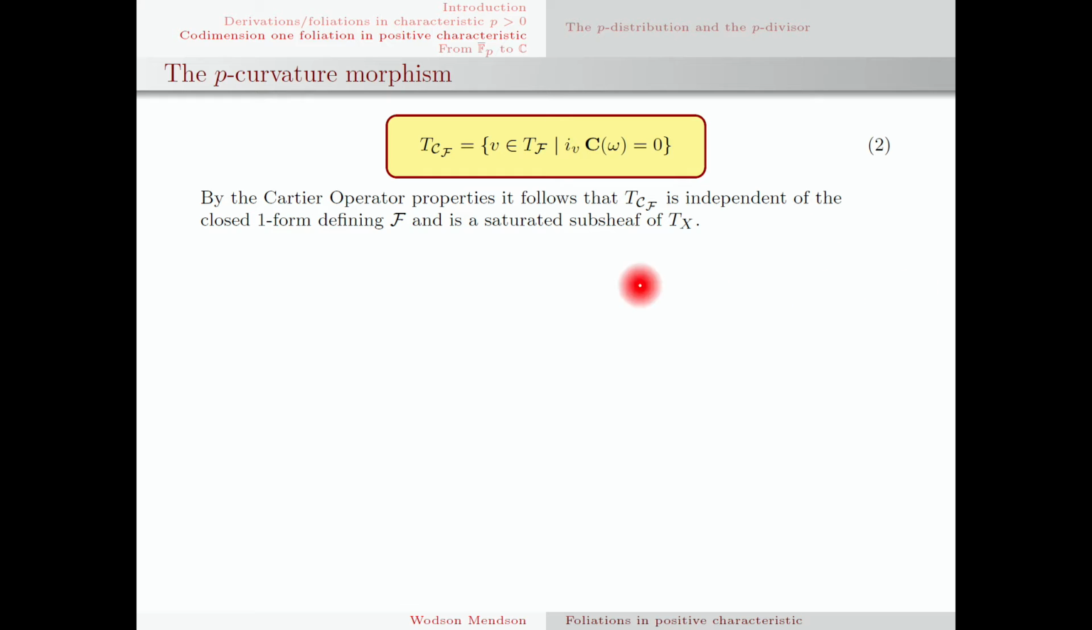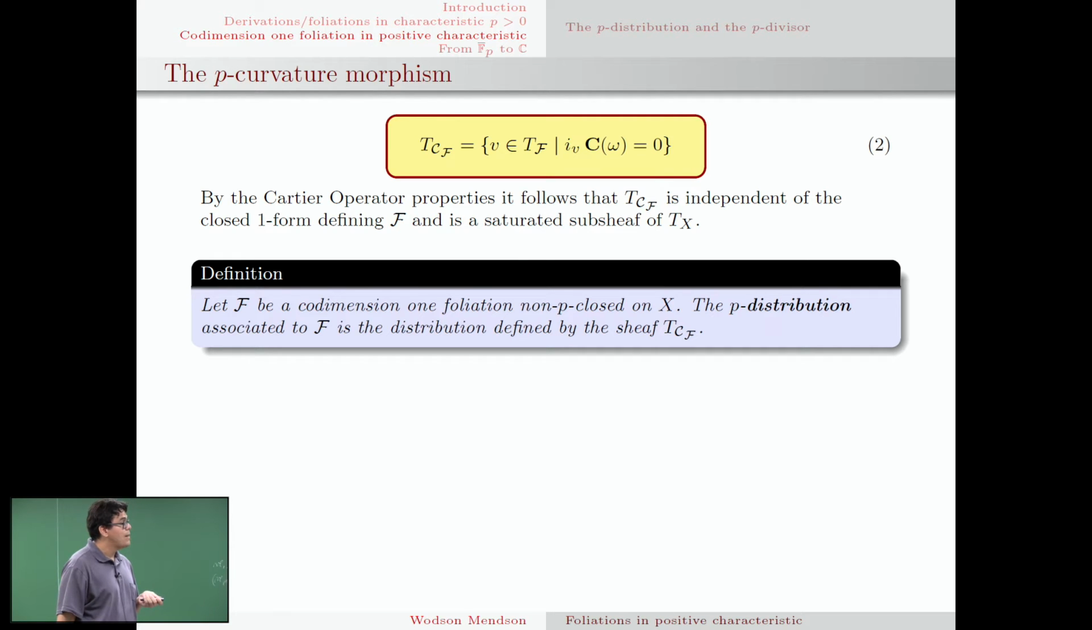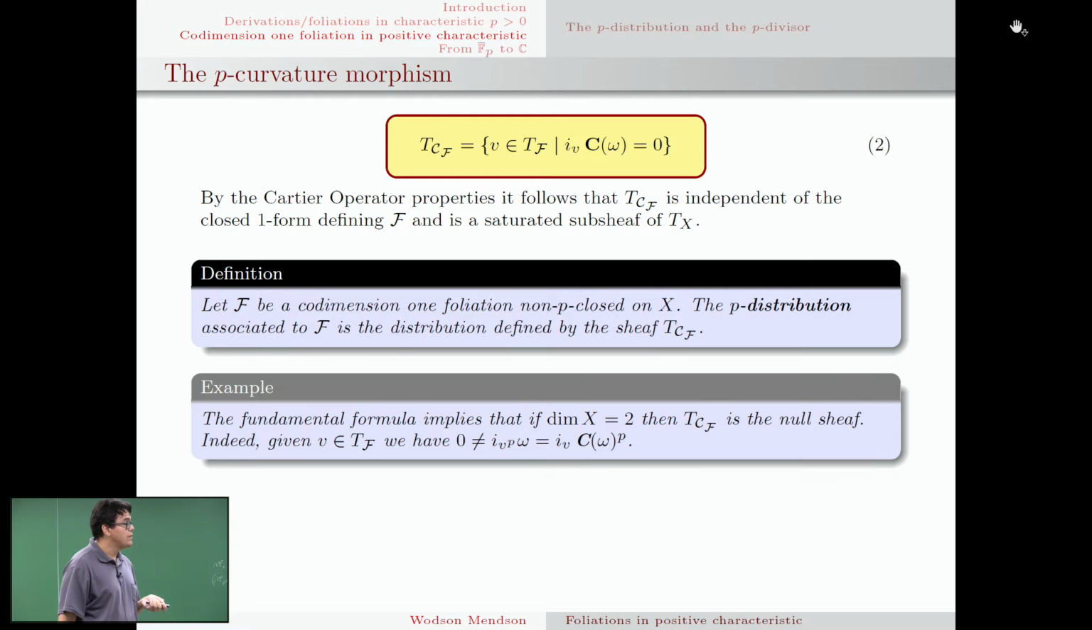So we have this T_C(F), and you can check by the properties of this operator that it is independent of the choice of this one-form, and is also a saturated subsheaf of TX. So it defines a subdistribution of the foliation. And this is the p-distribution associated to the foliation that is a non-P-closed foliation.